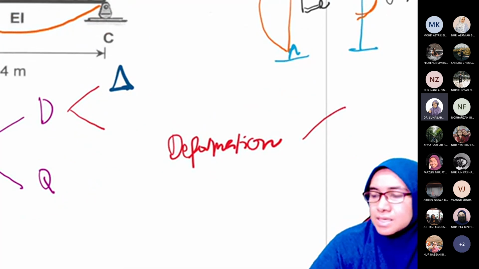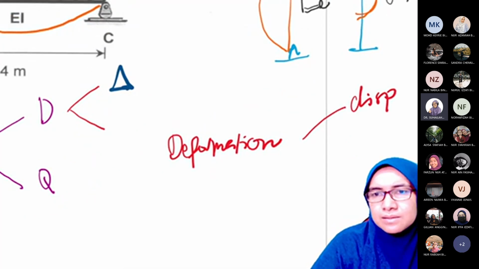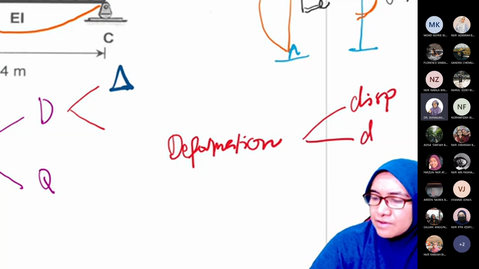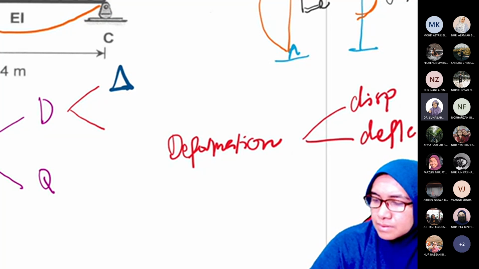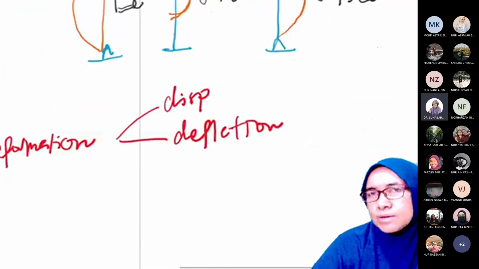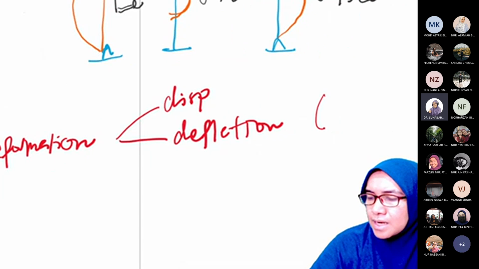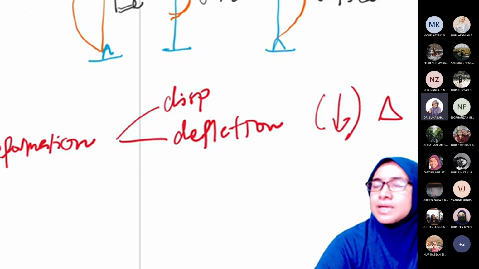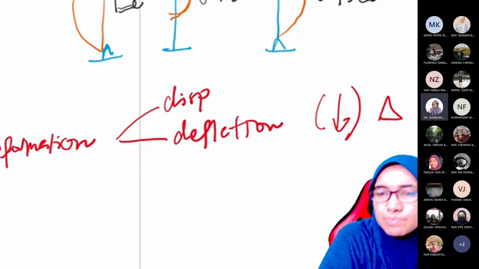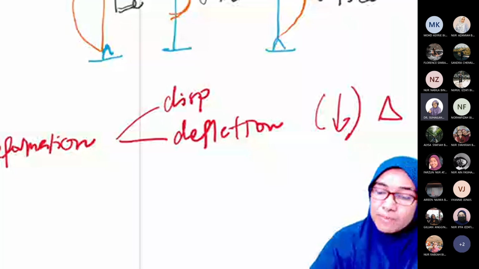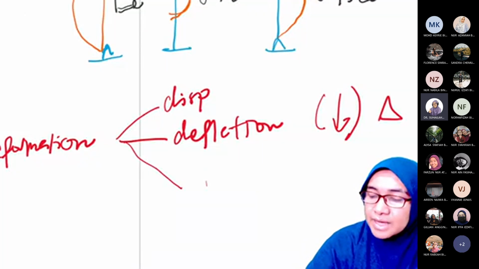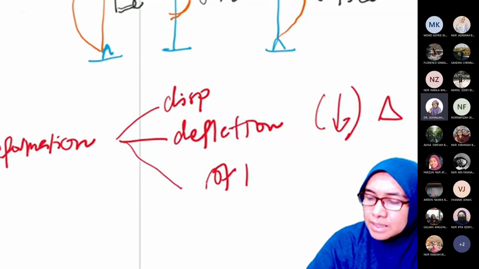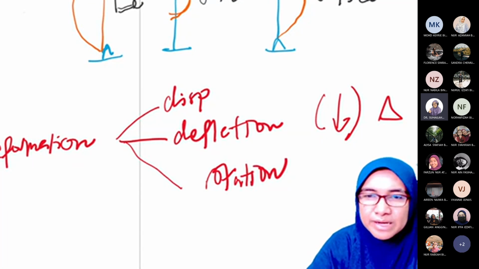Deformation ni ada, kita juga panggil dia as displacement. Kita juga panggil dia as deflection. And normally kalau deflection ni kita banyak anggap yang ni lah. Okay, beam deflect. Okay, deflect means vertical displacement. Okay, ada lagi nama lain for deformation ni. Rotation, tapi arah dia bukan arah ni lah, rotation. Is nama lain for deformation or displacement.